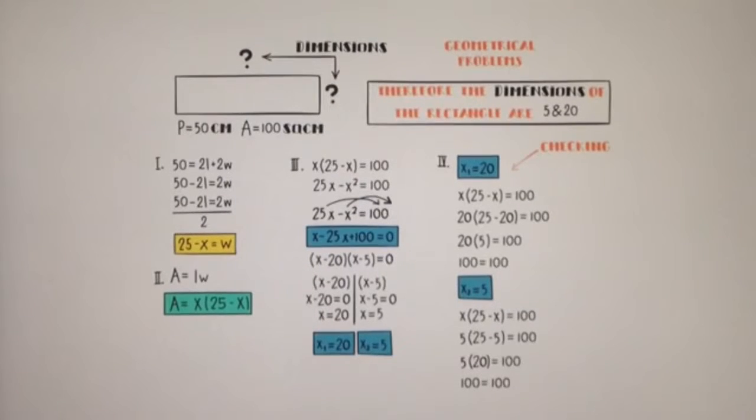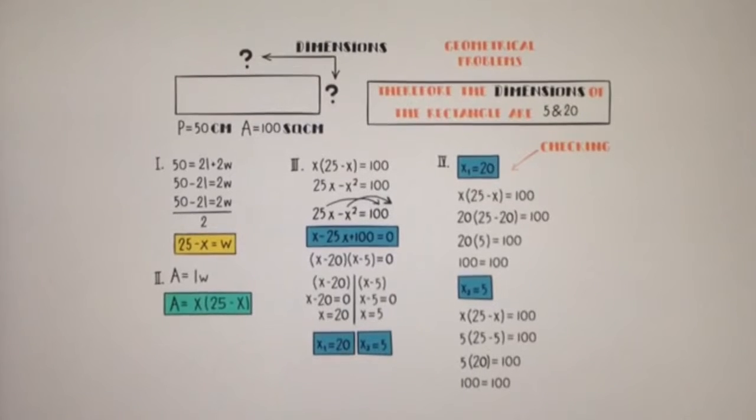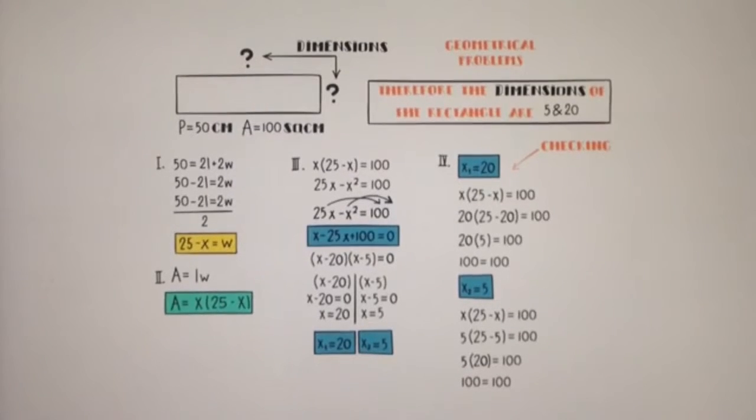Now, we factor this into two binomials. So we get the binomials x minus 20 times x minus 5. We split these up into two sections. We now have x minus 20 equals 0, and we want to give x a value, so we transpose negative 20 to the other side. Now x has a value of 20. We do the same to the other section. Now x is 5.